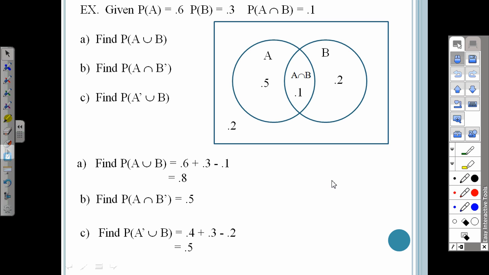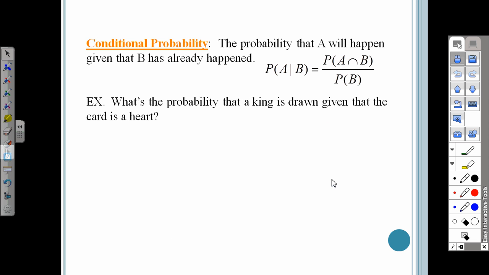All right, let's take a look at our last type of probability, and that is conditional probability. A conditional probability is the probability that an event will happen given that a second event has already happened. So we say the probability of A given B. And we have a formula to figure that out. You're going to take the probability of A and B together and divide it by the probability of B. So sometimes it's easier to think of it with the formula, and sometimes it's just easier to think about it like what is actually happening.